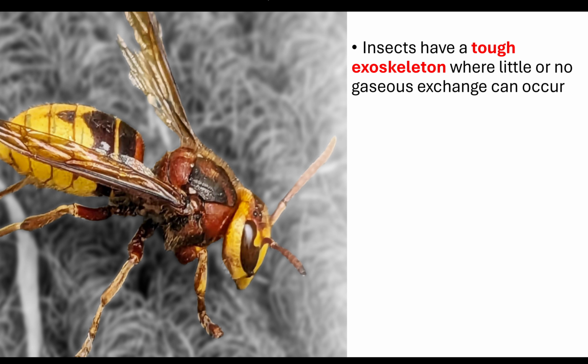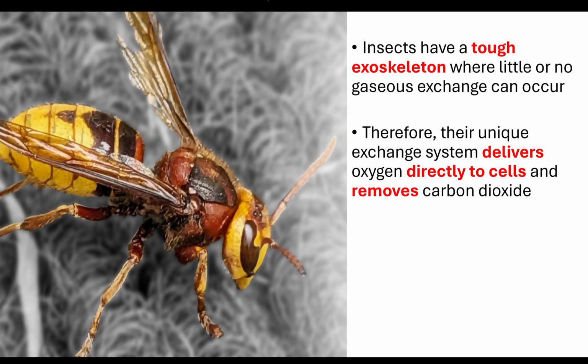So they have to have a really unique way in which they can deliver the oxygen directly to the cells and remove carbon dioxide. Now remember, oxygen is necessary for aerobic respiration. Carbon dioxide is a waste product that is produced through the process of respiration. So they need to deliver the oxygen and remove the carbon dioxide. So their exchange system has been adapted to make it as efficient as it possibly can be.